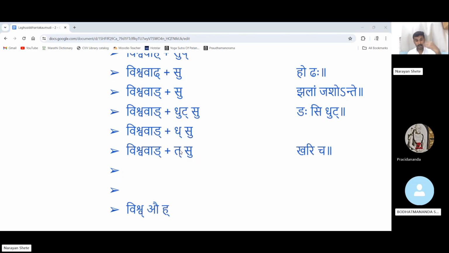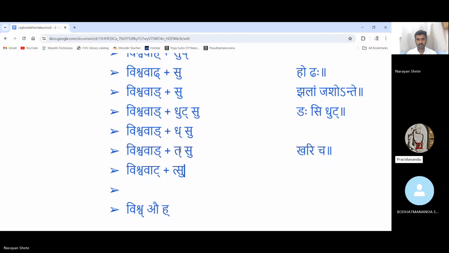So how would Dakara, if this Agama had happened to this Anga? What if it had got this Agama? Then that Dakara would have turned, because it would have become the Pradhana. But it's happening to Su. So Khari cha. Now what will happen? Again, you get Vishvat, Takara, and so Vishvat su.